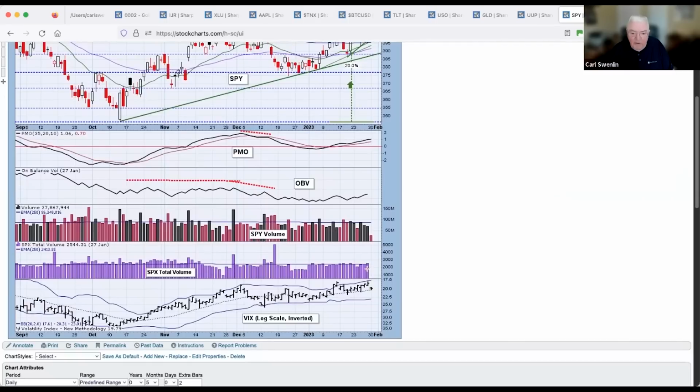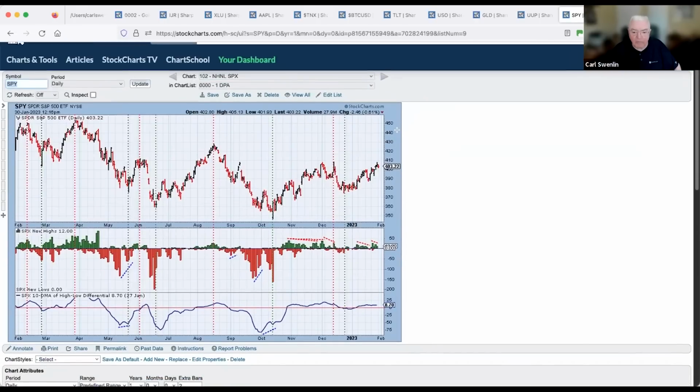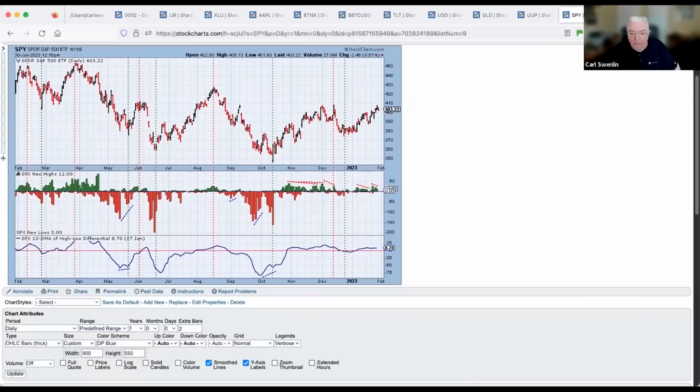Friday volume was very heavy on the S&P, total S&P 500 total volume. So that was above the 1-year average. On the new highs and new lows chart for the S&P 500 on Friday, we noted a decline in the new highs while the market was making higher highs that week. So that is another sign that we're going to have some weakness this week.